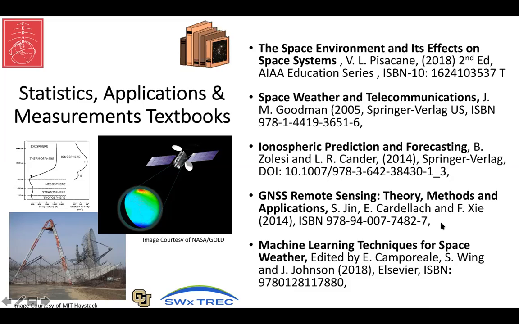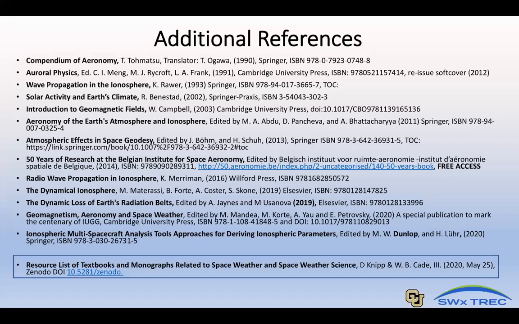And then I was pretty sure I needed to give you at least a hint about where to go for global navigation satellite systems, so remote sensing. So here's Theory, Methods, and Applications, which has a good chapter on the relation to the ionosphere. And a lot of you, as you move into your scientific careers, are probably going to be processing a lot of data. So I wanted to mention this book by Enrico Camporeale, Simon Wing, and Jay Johnson, on machine learning techniques for space weather, not just for space weather, but also for CEDAR science.